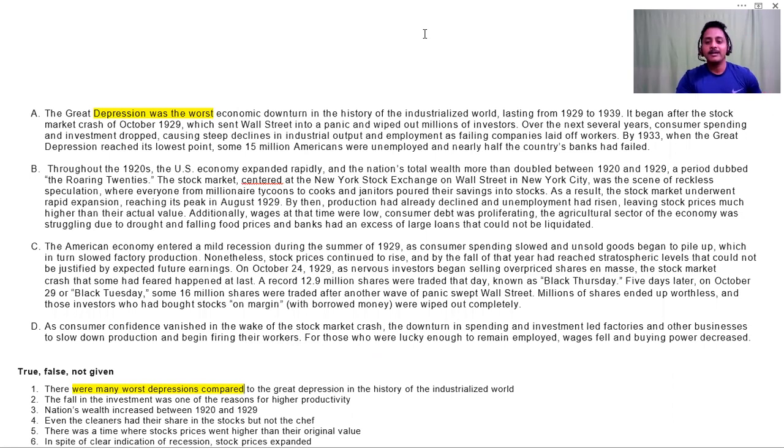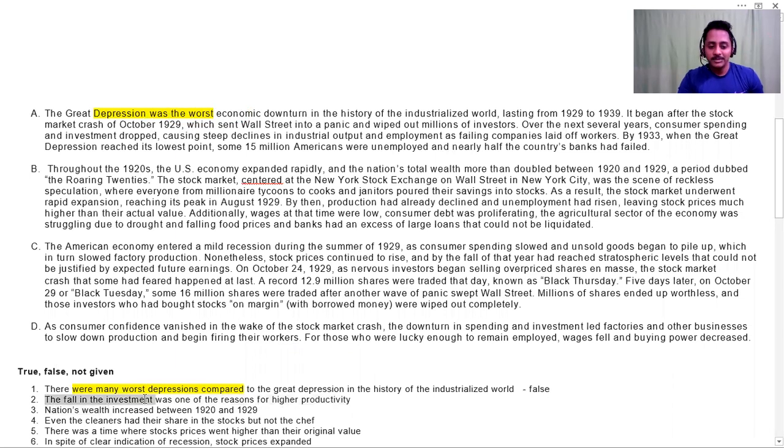Getting it through? No, Rashmi, no, no, it is mentioned. The worst means there's nothing that can be more worse than this. Getting it? So the answer is exactly contradicting. This is the worst. There were many worst? No, no, no. It is the worst. So this is going to be false. Getting it, a little tricky, Ganesh. Perfect. A little tricky.